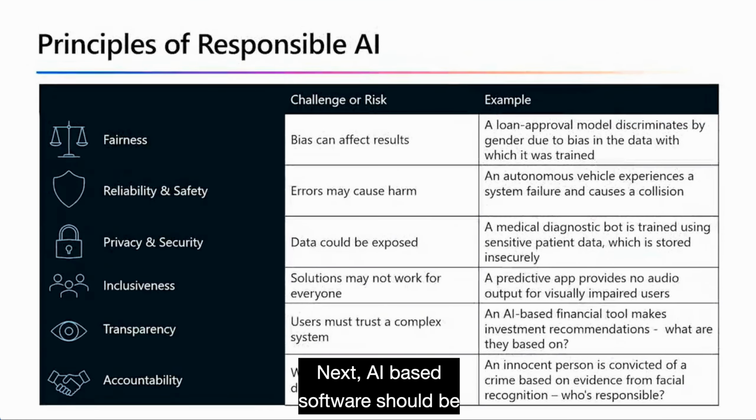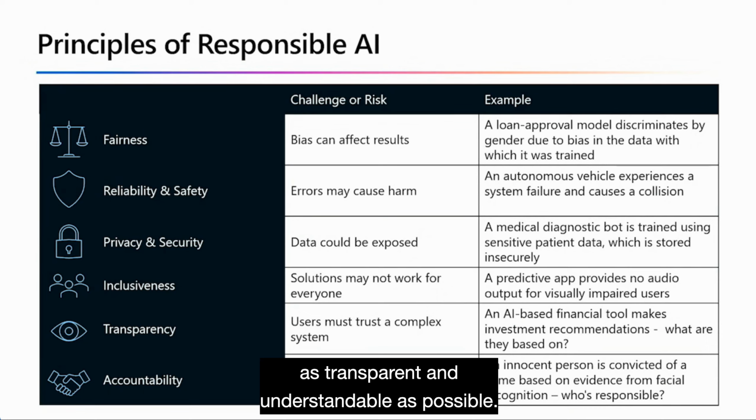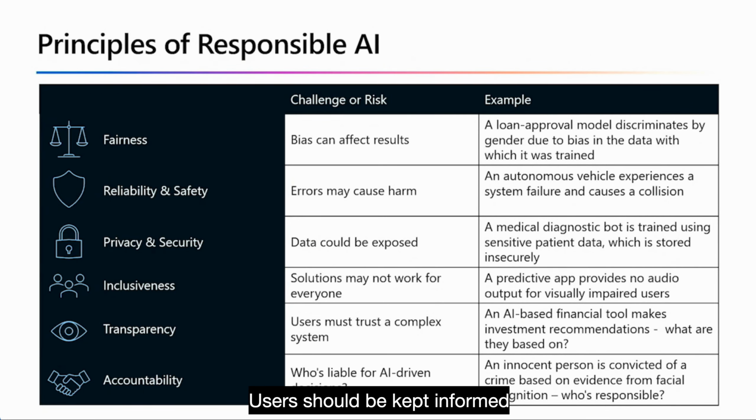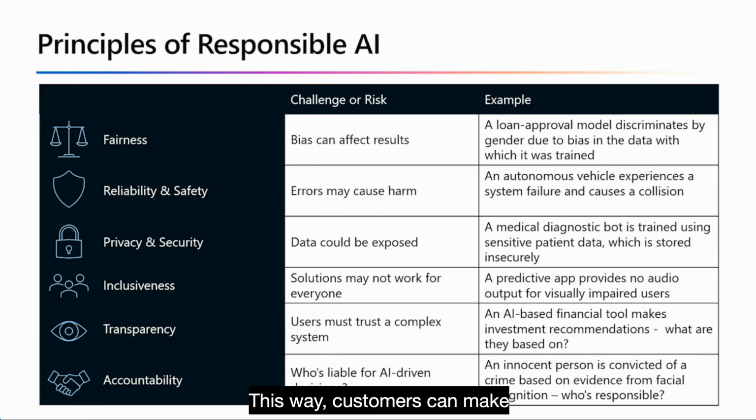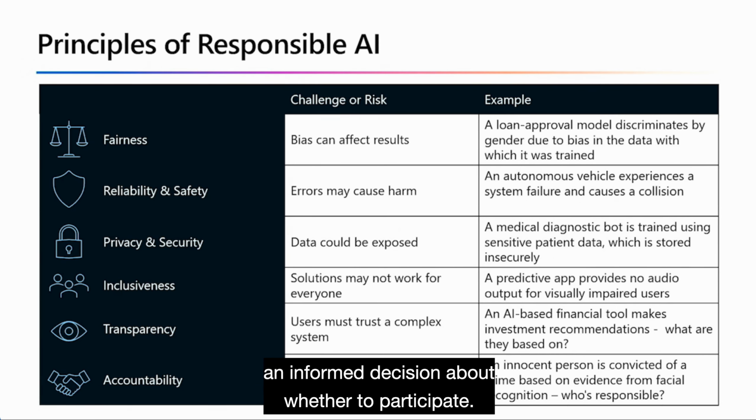Next, AI-based software should be as transparent and understandable as possible. Users should be kept informed of how their data is being used, the purpose of the system, how the application is generating the guidance and advice, and be open with customers about the limitations and expectations. This way, customers can make an informed decision about whether to participate.